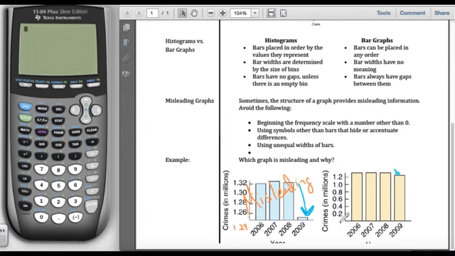This is starting at 0. Other than that, things are good. We've used bars, no other weird symbol, and the widths of these bars are equal in both of the graphs. Make sure your bar graph starts at 0, you use bars, and that you have equal widths.